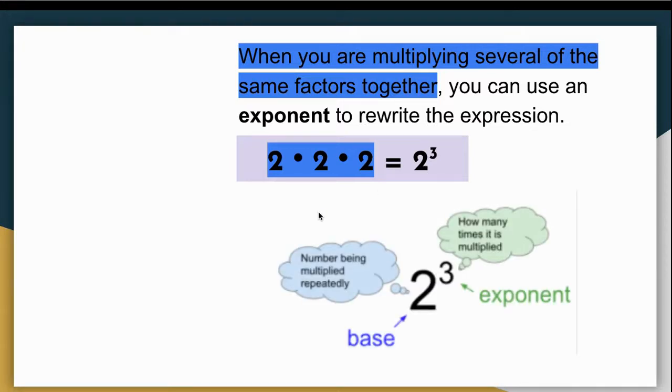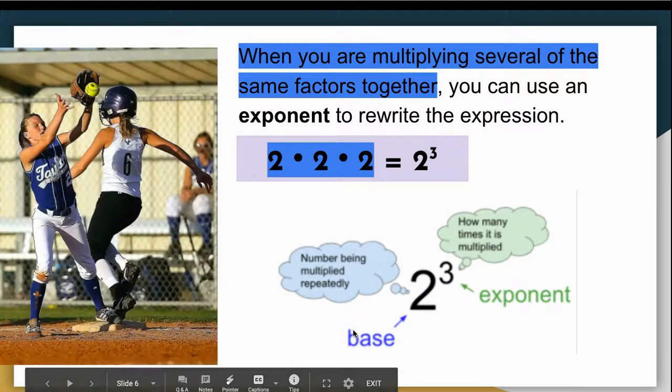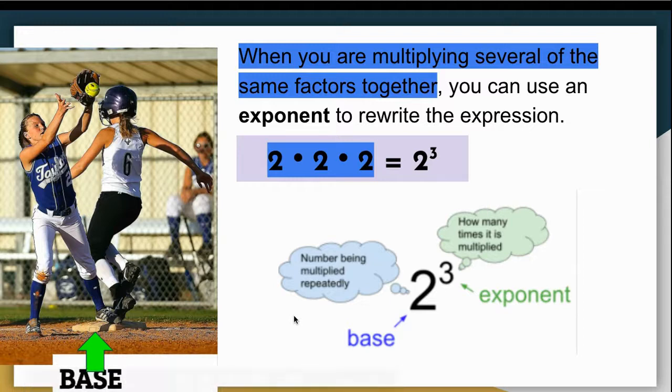Now, there's some other special words that you should memorize. So for example, you see this big number right here? That big number, we're going to call that the base. Okay, and that tiny number that's in the air, that is the exponent. Okay, now one way to remember the base is that the base, like in softball or baseball or kickball, is usually on the bottom. Okay, and just like here, this 2 is in the bottom while the 3 is up in the air. So that's the base, and just like in softball, baseball, and kickball, the bottom is also the base right there.